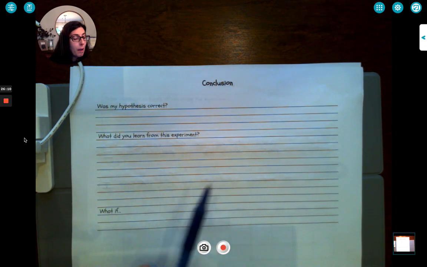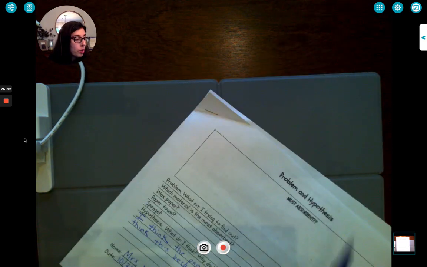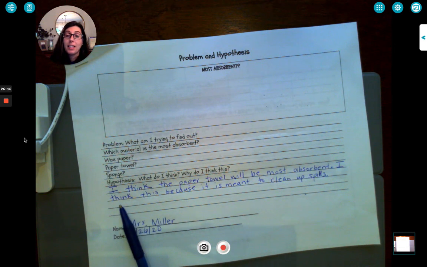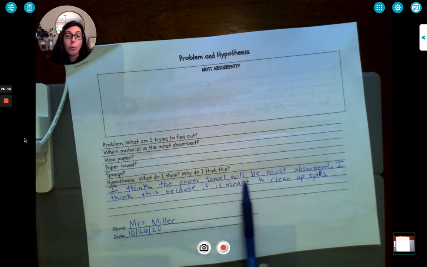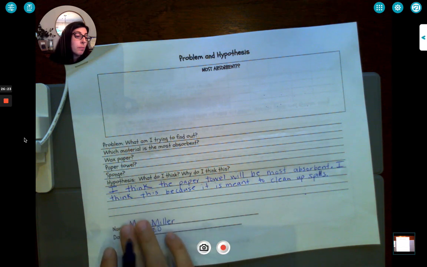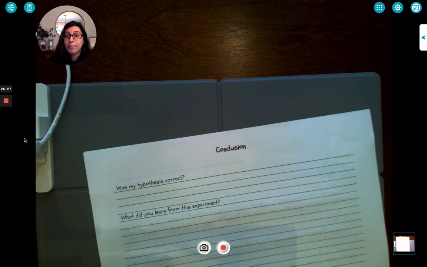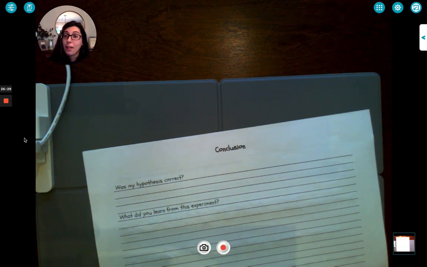So conclusion, first question we need to answer. Was my hypothesis correct? Well, to know that I have to think about what my hypothesis was. My hypothesis was I think the paper towel will be most absorbent. I think this because it is meant to clean up spills. Was my hypothesis correct? Thumbs up, thumbs down. Thumbs down. My hypothesis was not correct.